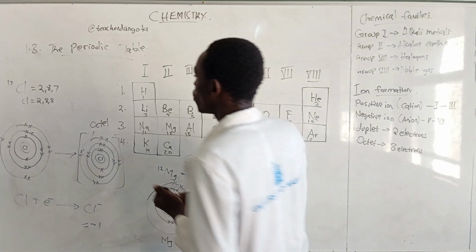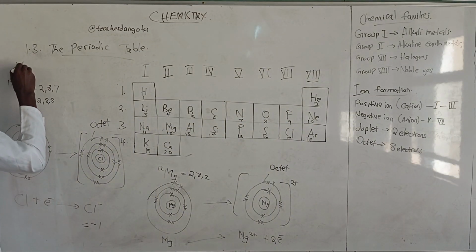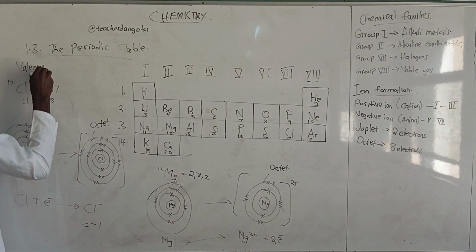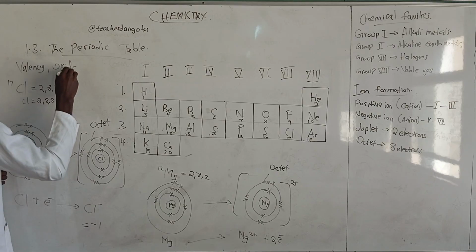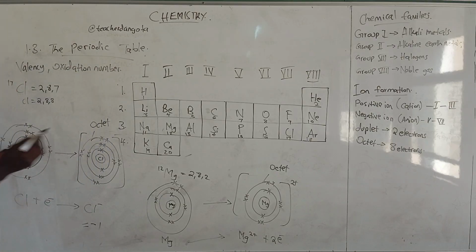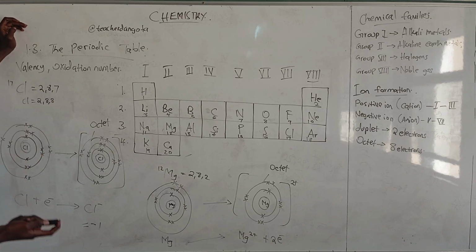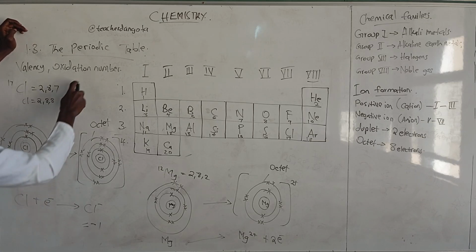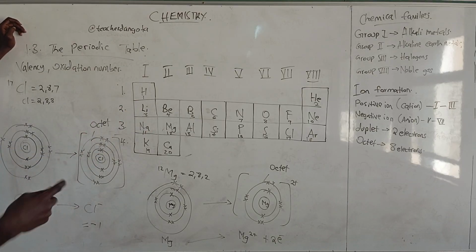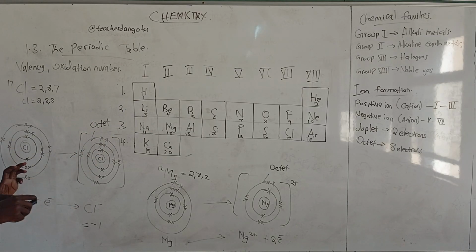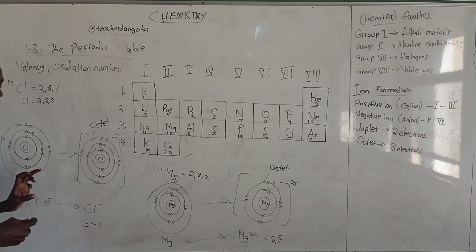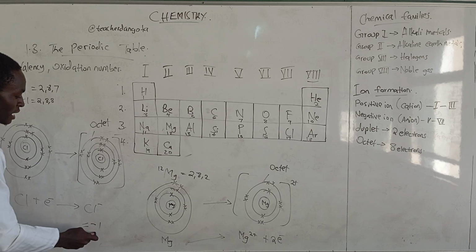So this was the valency and oxidation number. They're not that far from each other. The valency is just the number of electrons required by an atom to gain its stability, while the oxidation number is the number of electrons gained or lost by an atom to gain its stability. So chlorine gained 1 electron to gain its stability, and the oxidation number was minus 1.